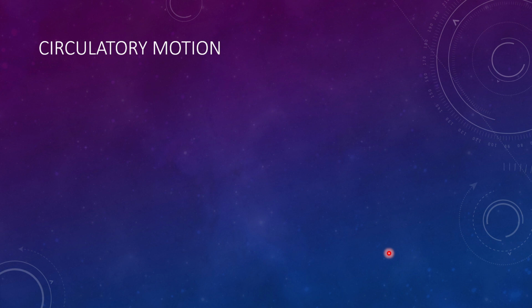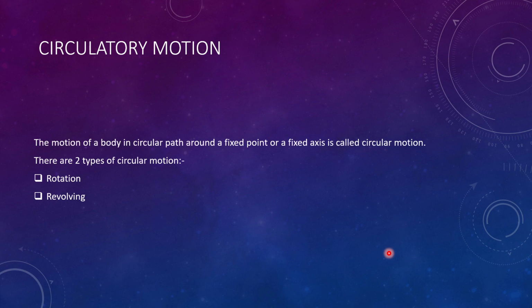Now here we have circular motion. So what is circular motion? The motion of a body in a circular path around a fixed point or a fixed axis is called circular motion. There are 2 types of circular motion, rotation and revolution. So rotation means that the body moves around a fixed point without changing its position. It is said to have undergone rotating or spinning.